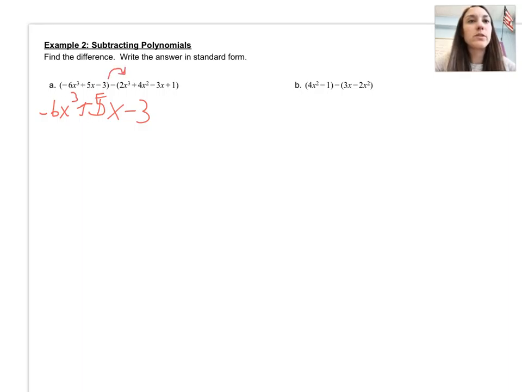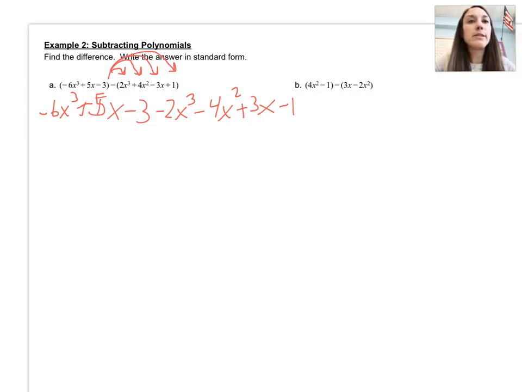So negative times 2x to the third is a negative 2x to the third. And then we're taking a negative times 4x squared, which makes it a minus 4x to the second. A negative times negative 3x makes it a positive 3x. And then a negative times 1 makes it a negative 1. From here we can do what we did in addition, and now we can combine our like terms.